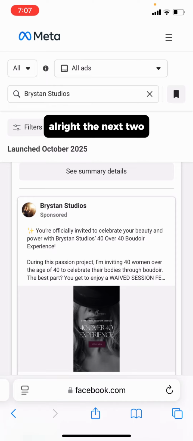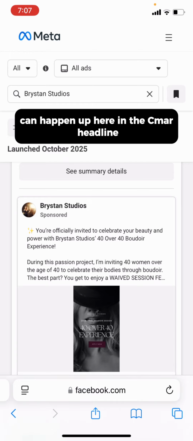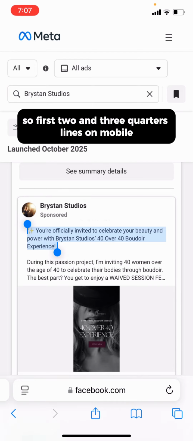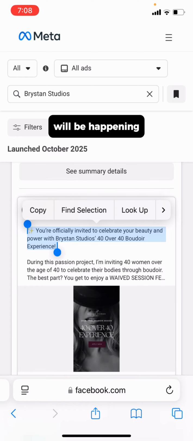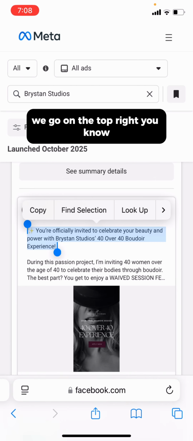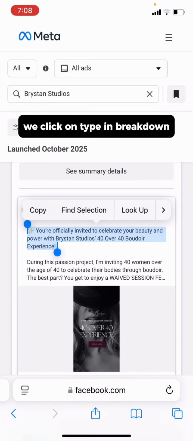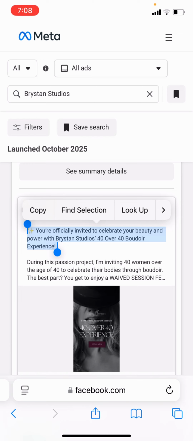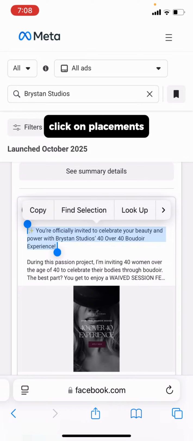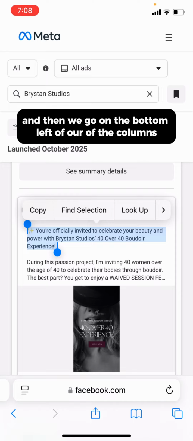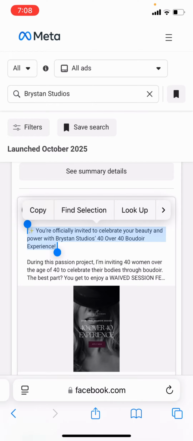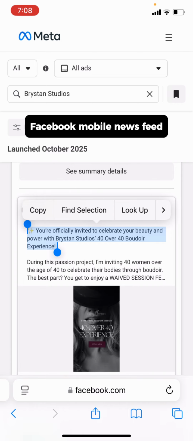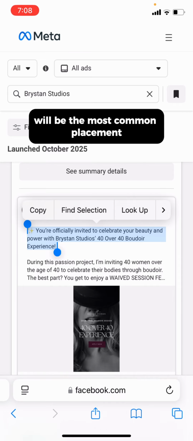All right, the next 4 mistakes, so mistakes 2 through 5, can happen up here in the See More headline. It's the first 2 3/4 lines on mobile, the Facebook mobile newsfeed, which is where most of your impressions will be happening. And we know that because if we go to our backend Meta Ads Manager, go to the top right, do Control F or Command F, type in breakdown, click on the breakdown drop down, click on placements, and then go to the bottom left of the columns. We click on the summary arrow to bring up the summary sheet, and you'll see Facebook mobile newsfeed will be the most common placement. So this is where we test everything.